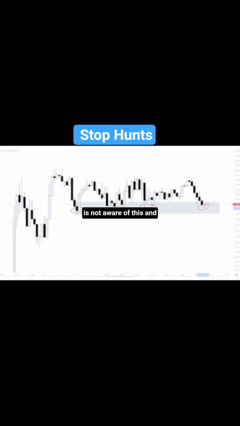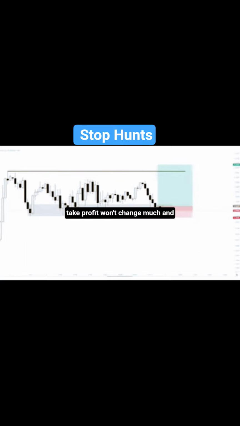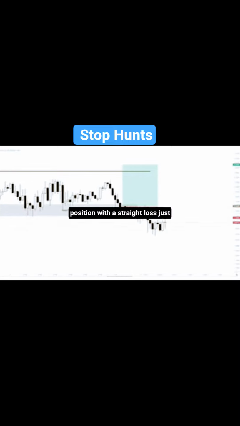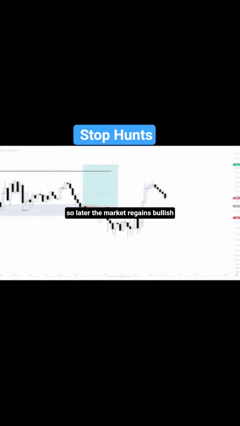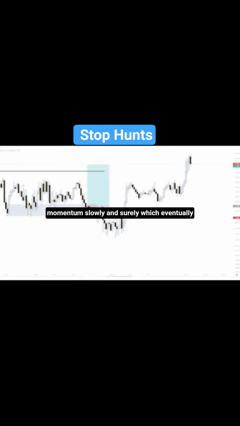But this trader is not aware of this, and he buys the support, with placements of the stop loss that make sense, being below the support. However, this setup was very high risk and low quality since the beginning, so logical placements of the stop loss and take profit won't change much. And he gets stopped out of the position with a straight loss. Just so later the market regains bullish momentum, slowly and surely, which eventually moves into the take profit, but already too late since the trade has been already lost.